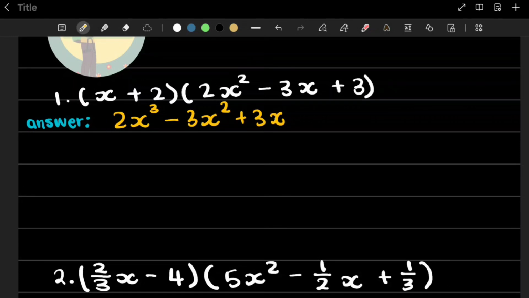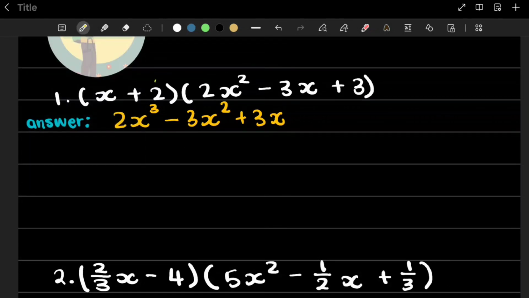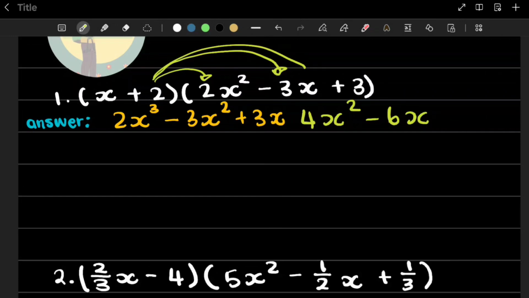Okay, I'm going to do this in another color. 2 times 2x squared will give us 4x squared. 2 times minus 3x will give us minus 6x. 2 times 3 will give us positive 6. Next step.